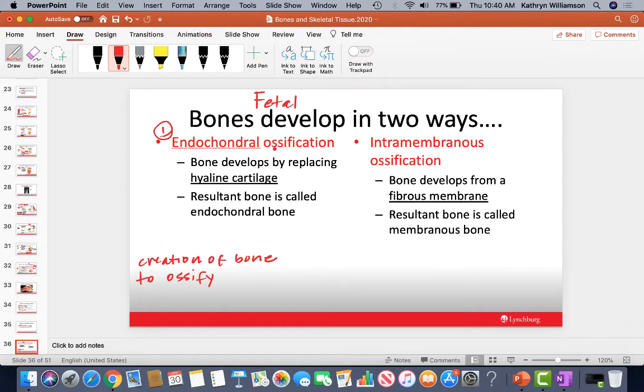So here's one way that we end up with this process of ossification, and this is endochondral. So this kind of looks familiar, this chond, and we know that that means cartilage. And so that's what happens in this first method, is we have bone developing by replacing hyaline cartilage. And so the bone that results from this endochondral ossification process is called endochondral bone. Now we have a second method, and this is called intramembranous ossification. And so what happens here is that we've got bone forming from a fibrous membrane. Okay, and then the bone that results from this type of formation is called membranous bone.